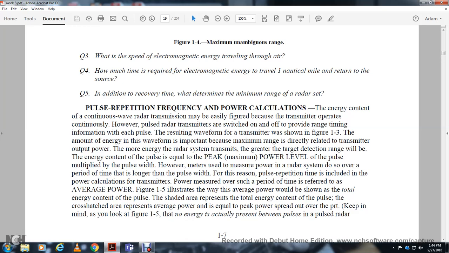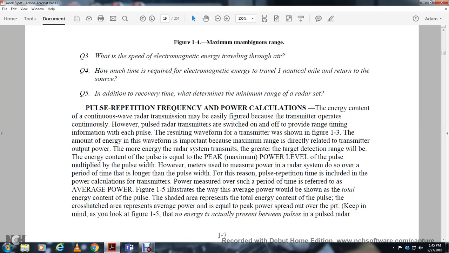The more energy the radar system transmits, the greater the target detection range will be. The energy content of the pulse is equal to the peak power level of the pulse multiplied by the pulse width. However, the meter uses the power of the radar system over a period of time that is longer than the pulse width. For this reason, the pulse repetition time is included in the transmitter power calculation. Power measured over such a period of time is referred to as the average power.